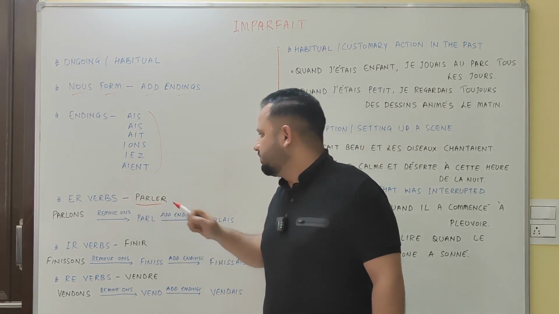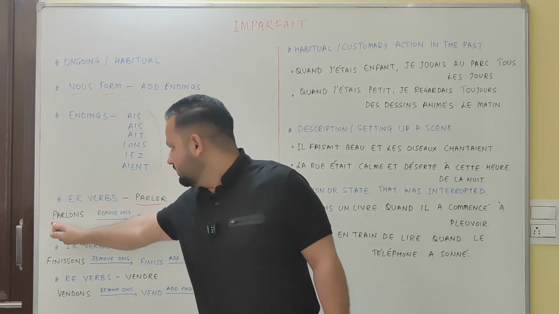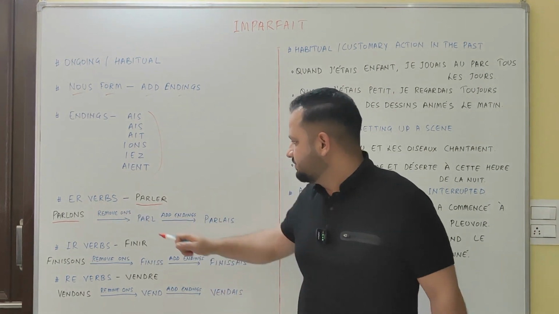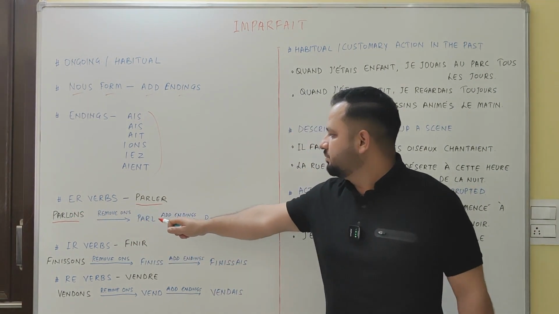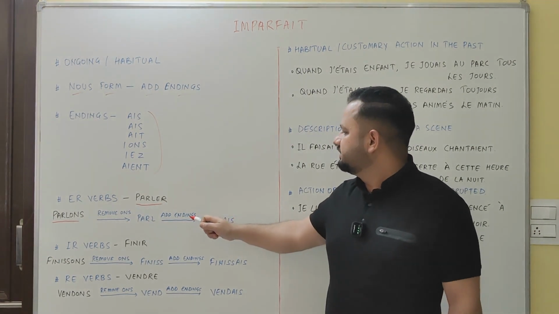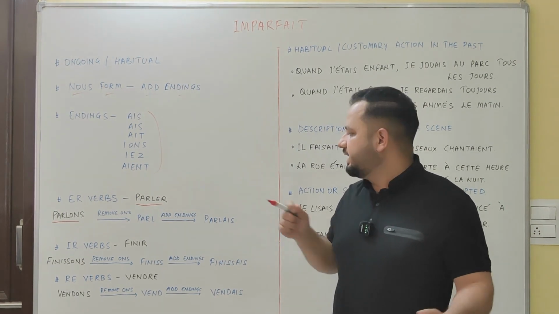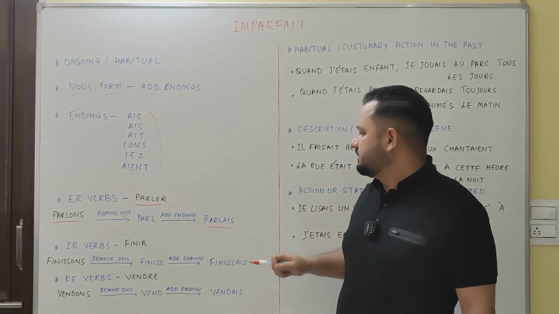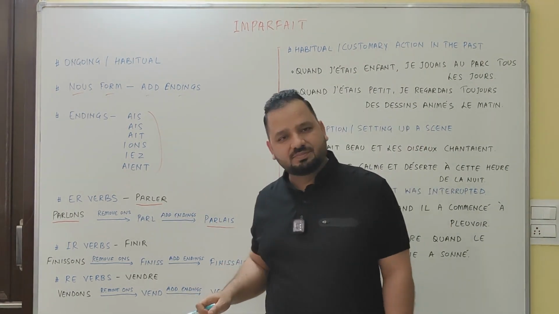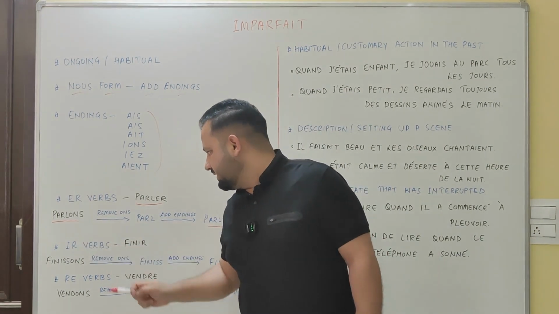Here the verb parler. As we have discussed, we need to take the nous form. Now remove ons. So we are left with parl. And now add endings. Any ending you can add here. For example, I have added the first, so it will become parlais. Correct?